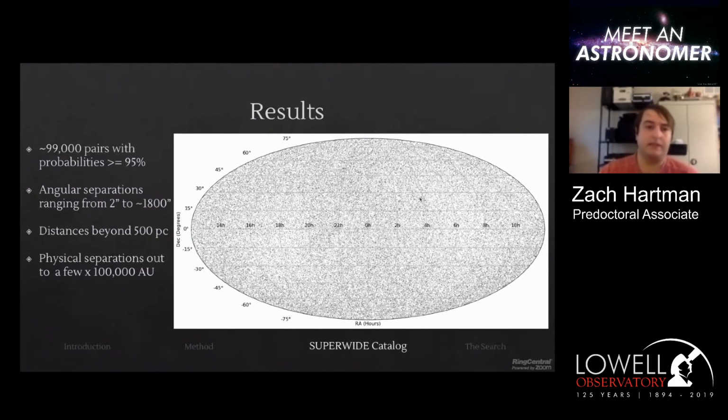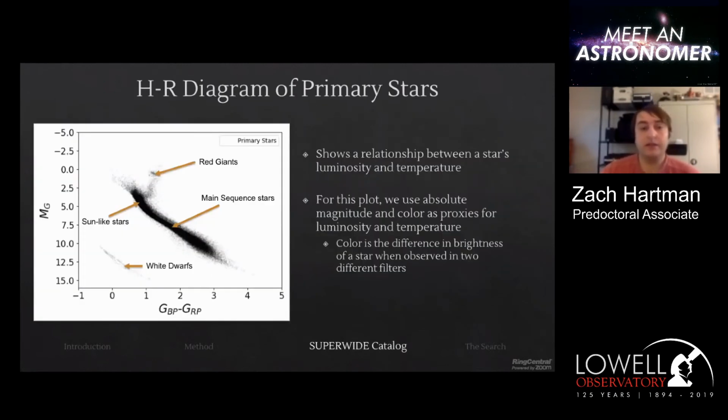Now let's dive into the catalog a little bit. So here's the HR, or Hertzsprung-Russell, diagram of the primary stars in my catalog. And what this diagram shows is a relationship between the star's luminosity and temperature. And there are several features that I want to point out. The body of this diagram is where main sequence stars reside. Up here in this locus is where sun-like stars reside. Up here are red giants, and then down here are the white dwarfs.